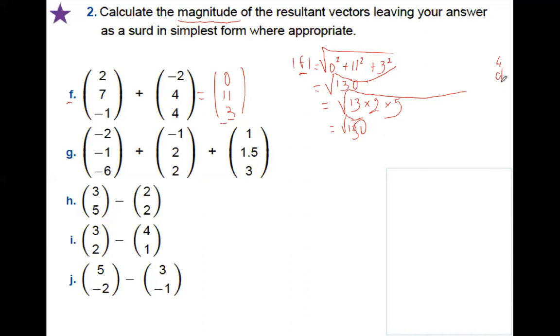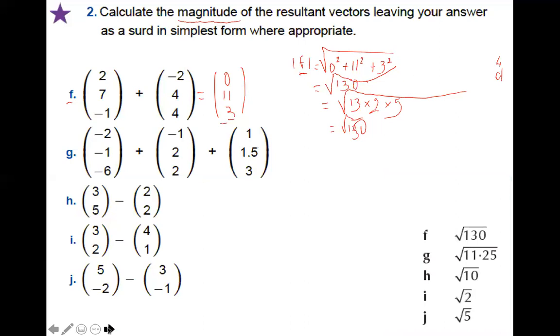Because the next one after 9 would be 16. So you can't get 16 out of this. Then 25. Now, basically, it's not 25 times something that would give me 130, because you need 125 for 25. So you just leave it like that. There you go.